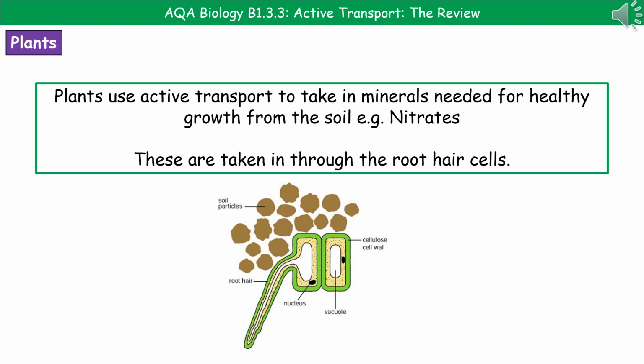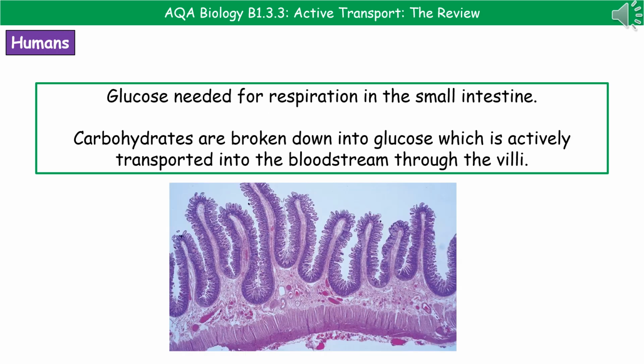You can see in the diagram at the bottom that those sit in the soil where we've got a low concentration of those different minerals. And inside the plant itself is a much higher concentration. So they're going to be moving from the low concentration in the soil to the high concentration inside our root hair cells using energy through this process of active transport.